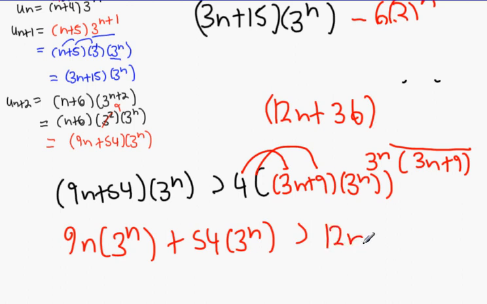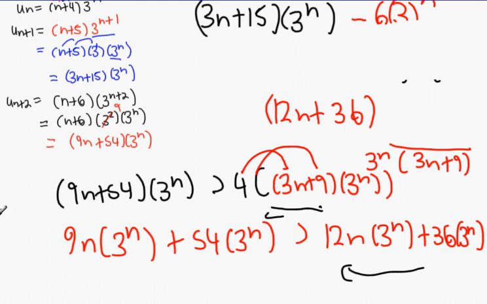And then I'm going to multiply that by 3 to the n. So I'm going to get 12n, 3 to the n, plus 36, 3 to the n. I can't cancel the 3 to the n's on both sides. I don't know if they're positive or negative. Okay? So the fact that I don't know if they're positive or negative means I'm not allowed to cancel them. So I'm just going to bring everything over one side.